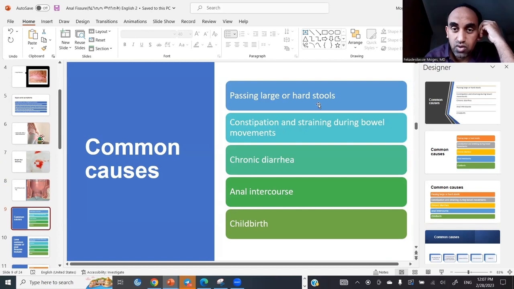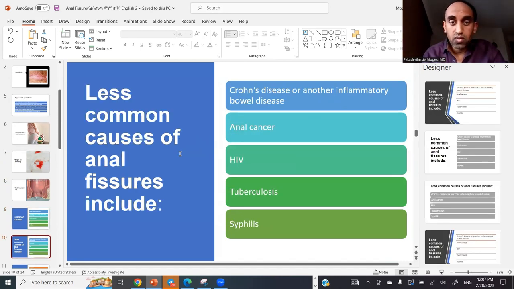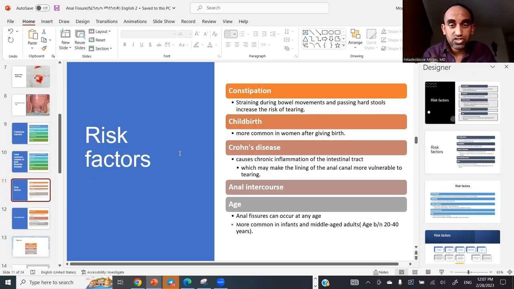Passing large or hard stools is a common cause. Constipation and straining during bowel movement, chronic diarrhea, anal intercourse, and childbirth are also common causes of anal fissure, okay? Less common causes are patients with Crohn's disease, tuberculosis, anal cancer, HIV, and syphilis. These are also some rare causes of anal fissure. So risk factors: constipation, childbirth, Crohn's disease, anal intercourse; again, whatever we said are causes are risk factors. Age is also very important.